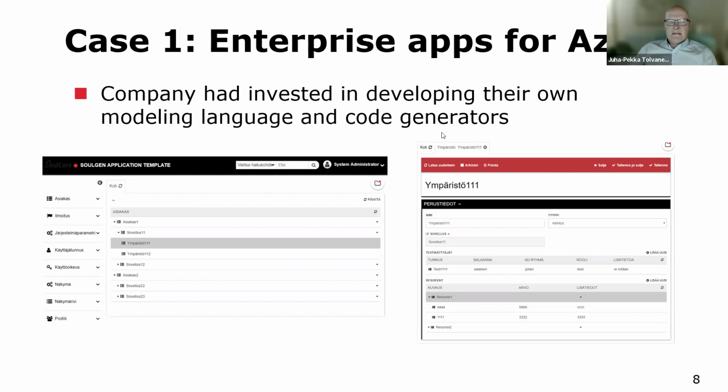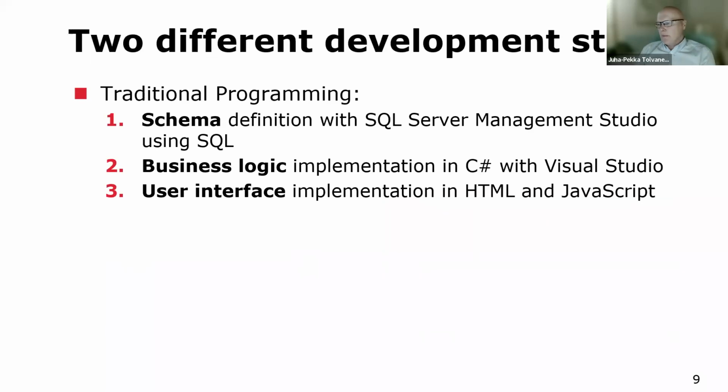And what they did is they did an experiment by building the same system twice. And in the area of development, they had the same requirements and the same customer who checked that the produced system is correct, what they expect. And they did it first in the traditional way and then in the modeling way.